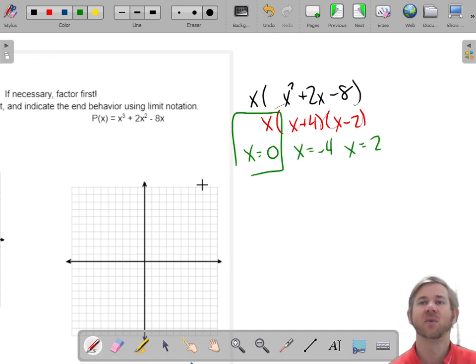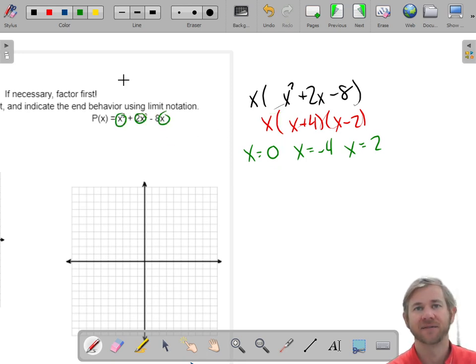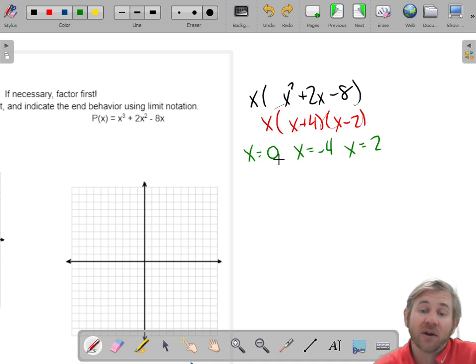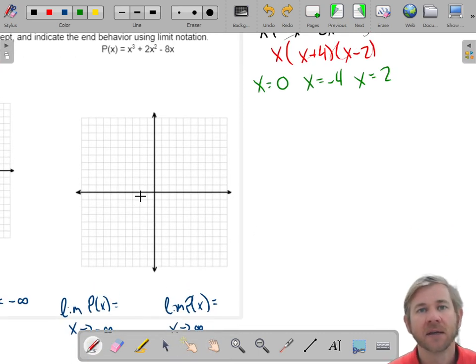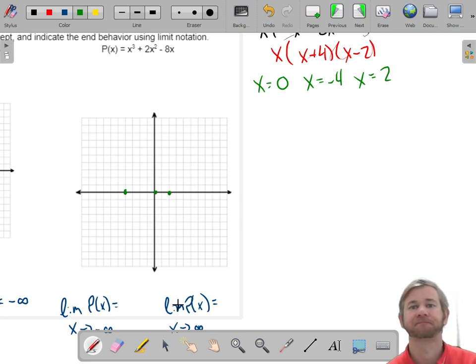Now, this is the one that gets you. Anytime you have a GCF of x, if there's an x in all of the terms, then you have to remember that you could just make x 0. 0 is one of your zeros if you factor out a GCF that has an x. So on my graph now, I'm going to put my zeros at -4, 0, and +2. So that's what I got.